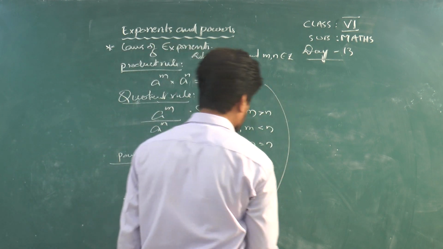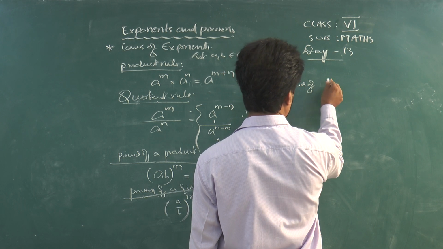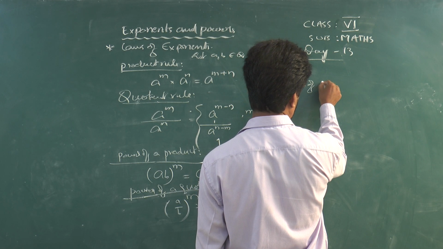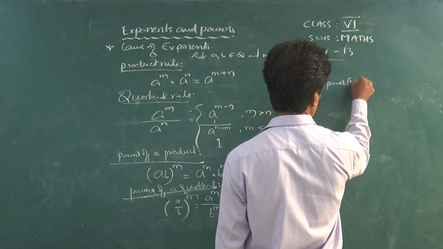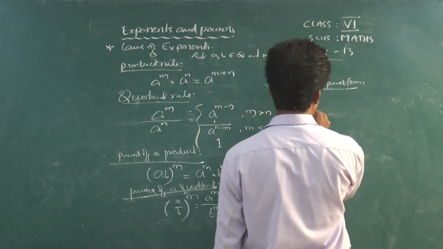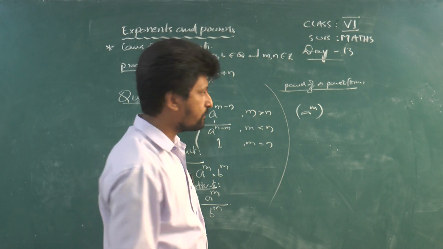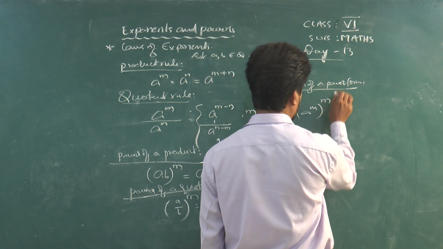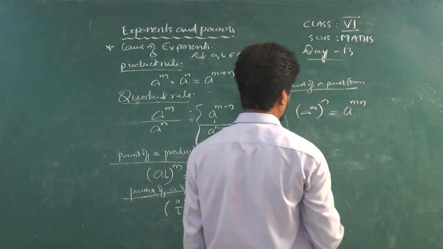Okay, moreover, power of an exponent form. Power of a power. a to the power of m, already this is exponential form, that means power. Further, again I am taking a power, let it be n. a to the power of m whole to the power of n is nothing but a to the power of mn.